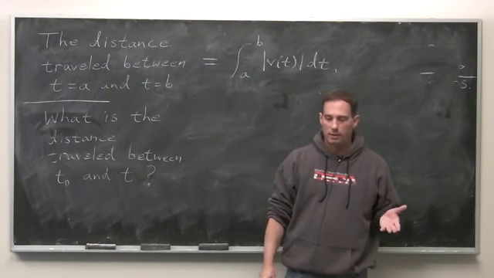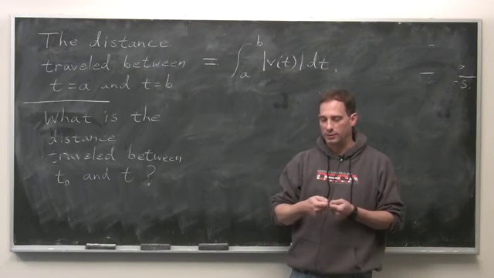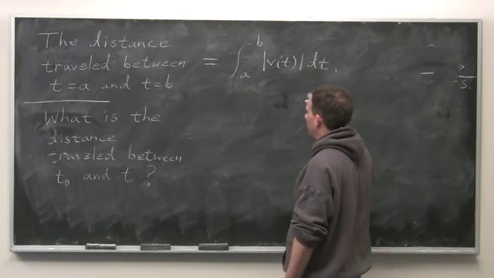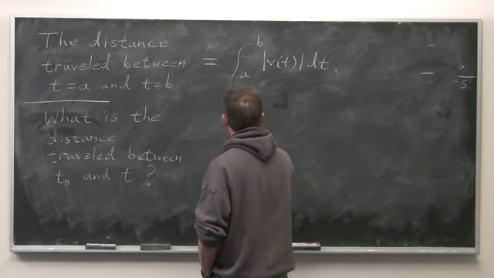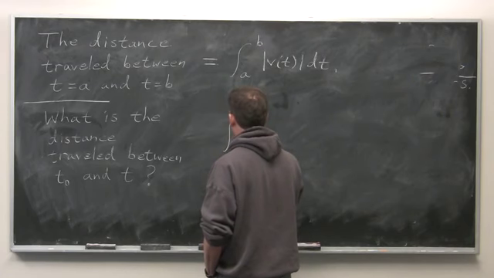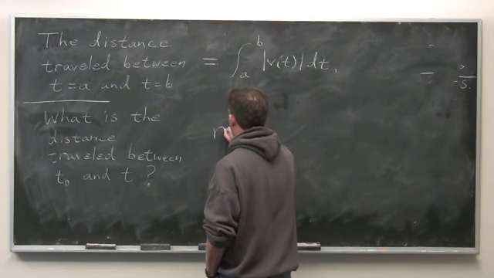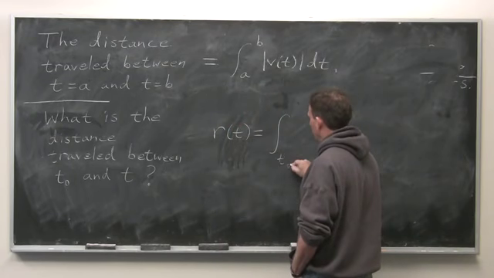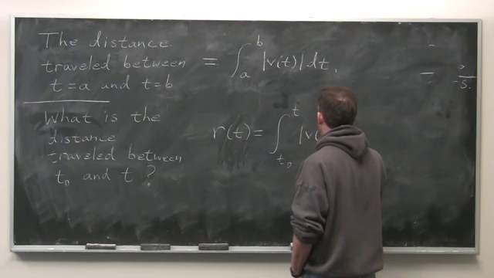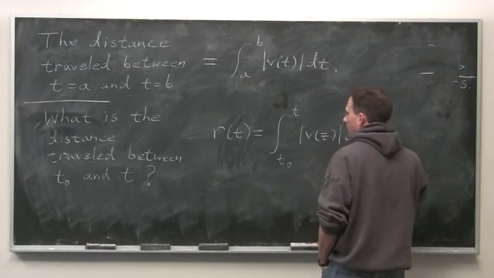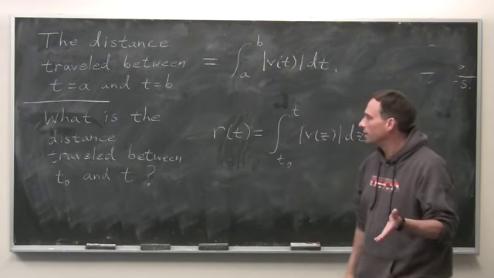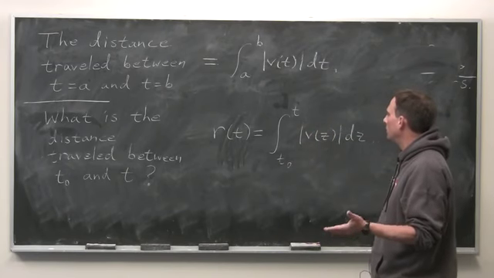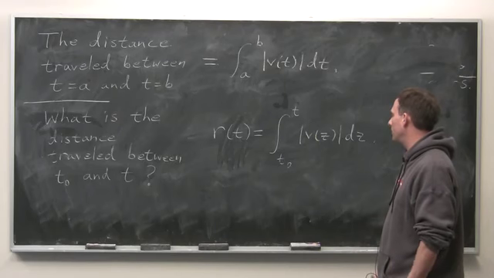Well, as we did in our displacement problem, where we wanted to integrate from 1 to t, I'm going to change the dummy variable in the definite integration to a z. So let's call this r of t equals the integral from t naught to t of the absolute value of v of z dz. Okay, why am I bothering to say this? So the distance traveled between some initial time and arbitrary time t, you integrate the absolute value of the velocity.